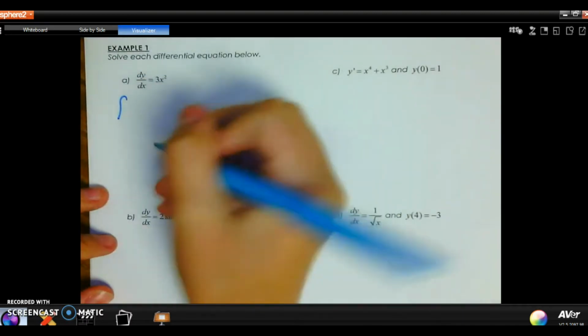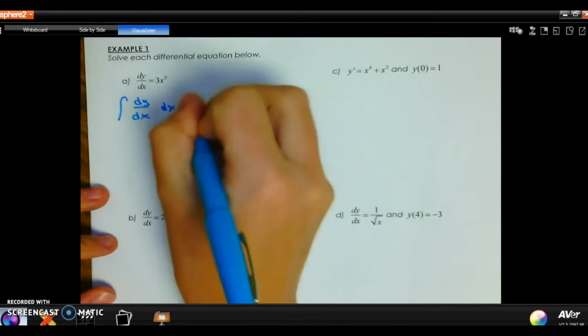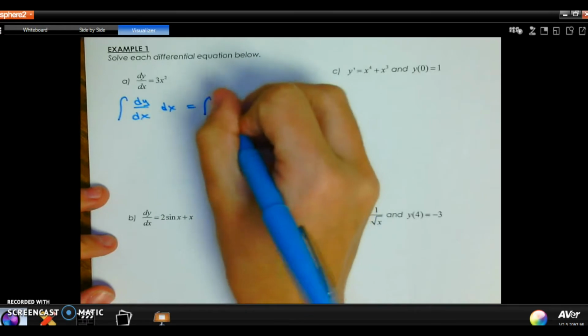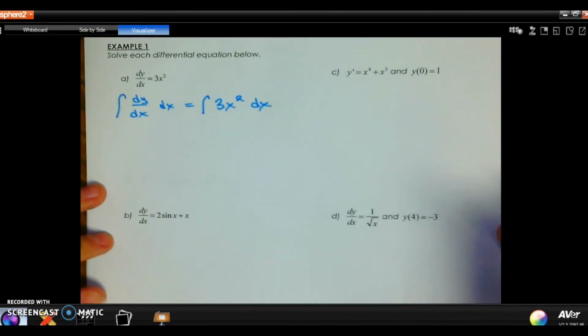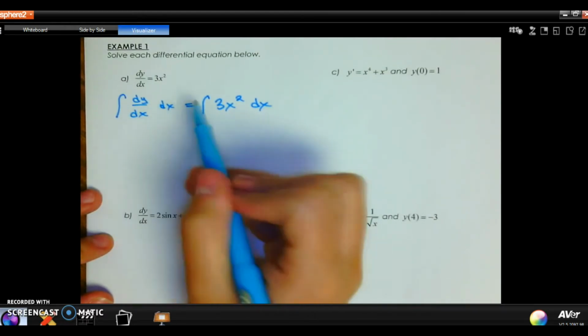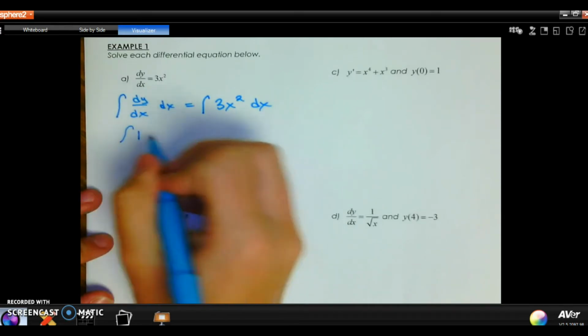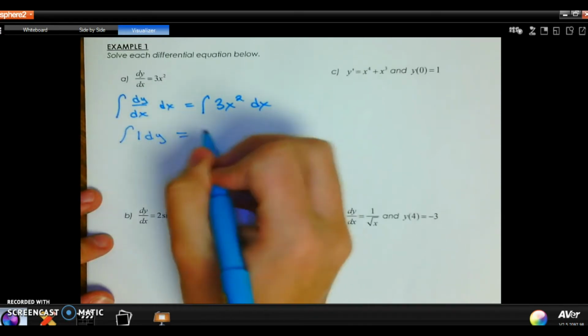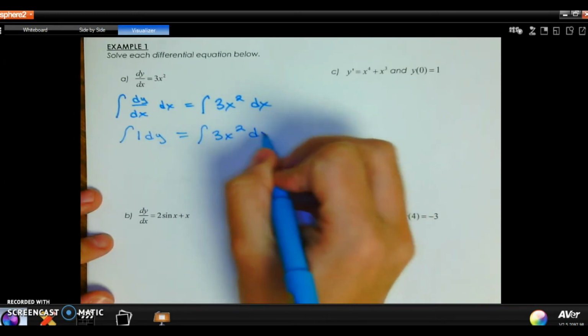So here you'd say that the integral of dy/dx, and you're integrating that with respect to x, equals the integral of 3x squared with respect to x. So dx there as well. And what's going to happen here is those dx's are going to cancel out, and then really what you're integrating is 1 dy equals the integration of 3x squared dx.